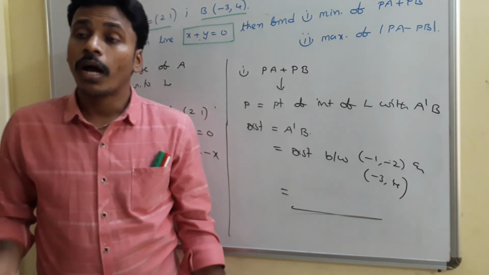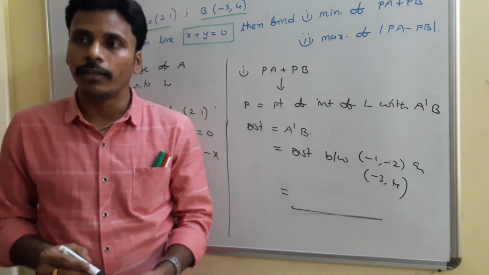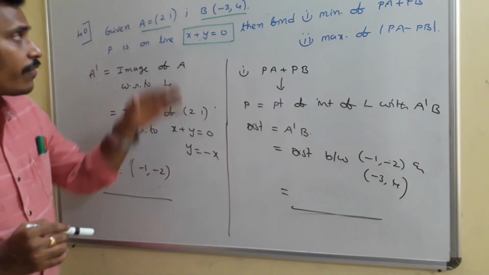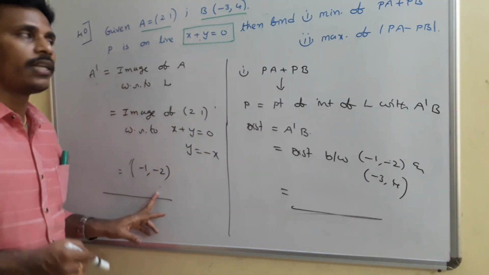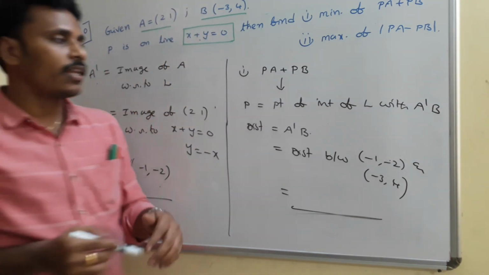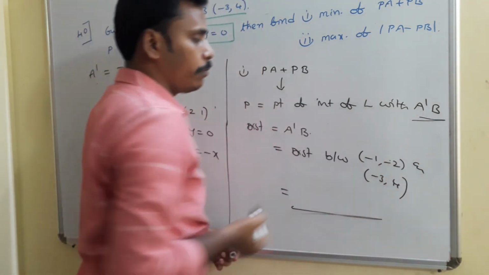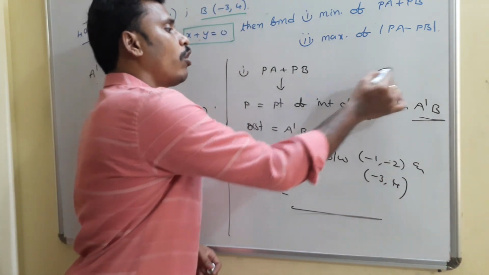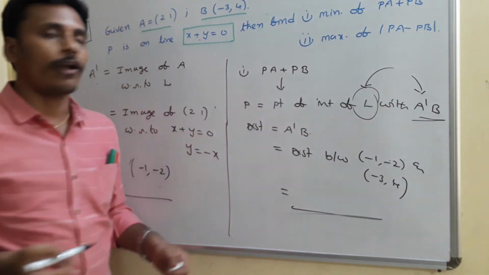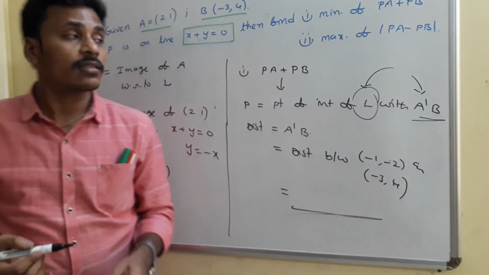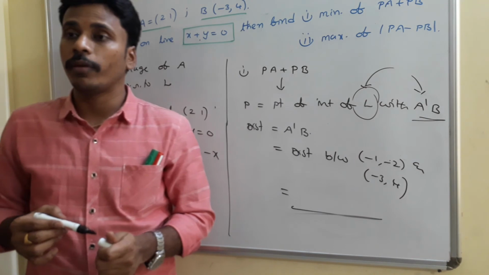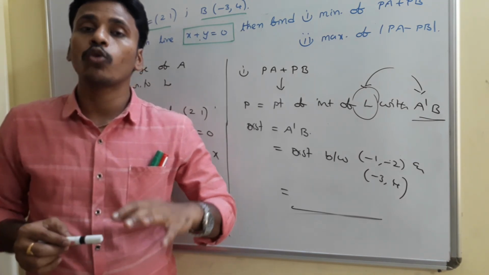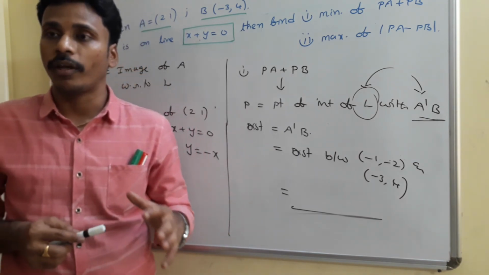There is the problem. If they ask you to find P, then the given line is there, A dash point is there, B point is there. You just find the equation of A dash B. The line is already there. Solve these two to get this particular point P. This is the first bit, finding the minimum of PA plus PB, and this is the way to solve the problems related to that optimization.